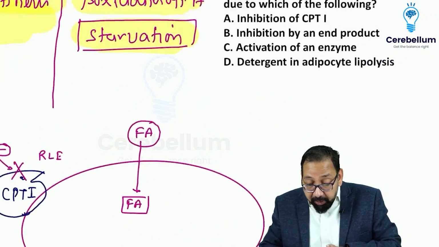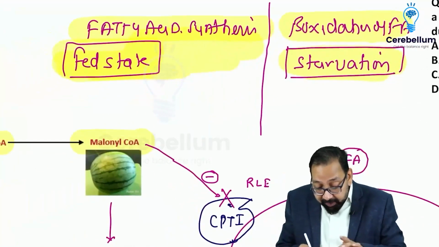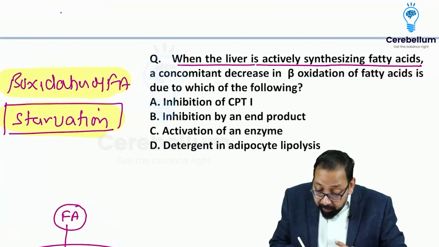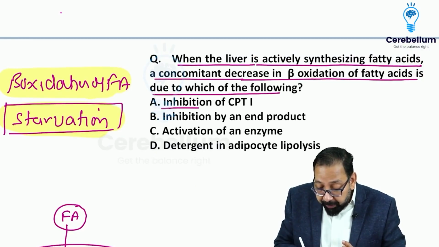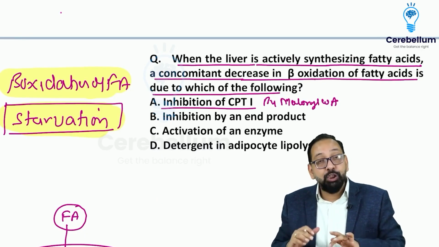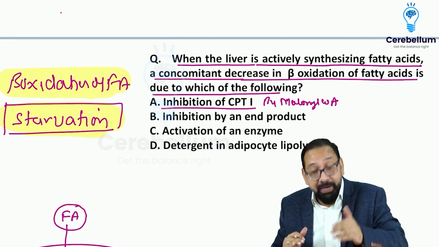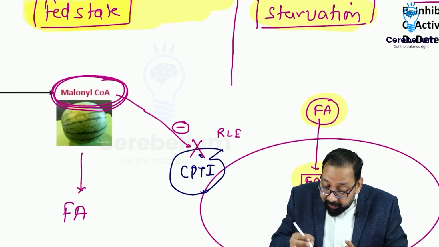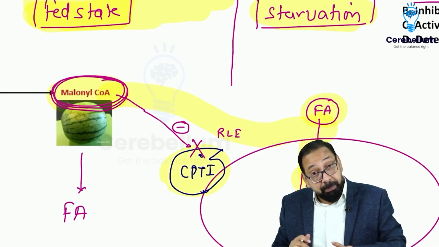So the question is asked: when the liver is actively synthesizing fatty acids, meaning malonyl coenzyme A is being synthesized, there would be a concomitant decrease in beta oxidation of fatty acids due to inhibition of CPT1 by malonyl coenzyme A. Sometimes in a question you will not find inhibition of CPT1. They will say inhibition of transport of fatty acids from the cytosol to the mitochondria. Malonyl coenzyme A inhibits transport of fatty acids from the cytosol to the mitochondria by inhibiting CPT1.